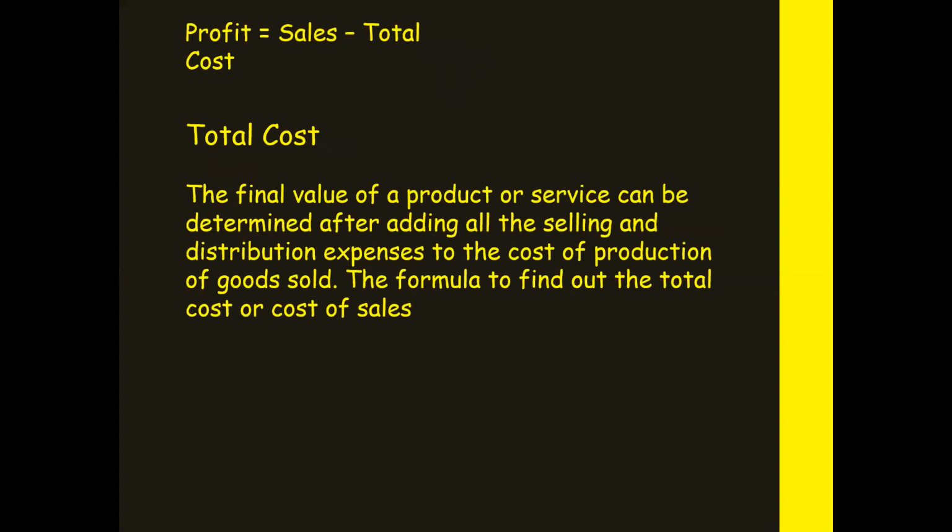So the total cost is determined after including the cost of production with the selling and distribution overhead. So total cost includes all the costs, as cost of production includes both the work cost and the prime cost. So total cost is equal to the cost of production plus selling and distribution overhead. And we can calculate profit, as we all know, by sales minus total cost. Sales, that is the revenue, minus total cost. So these were the components of the cost sheet.